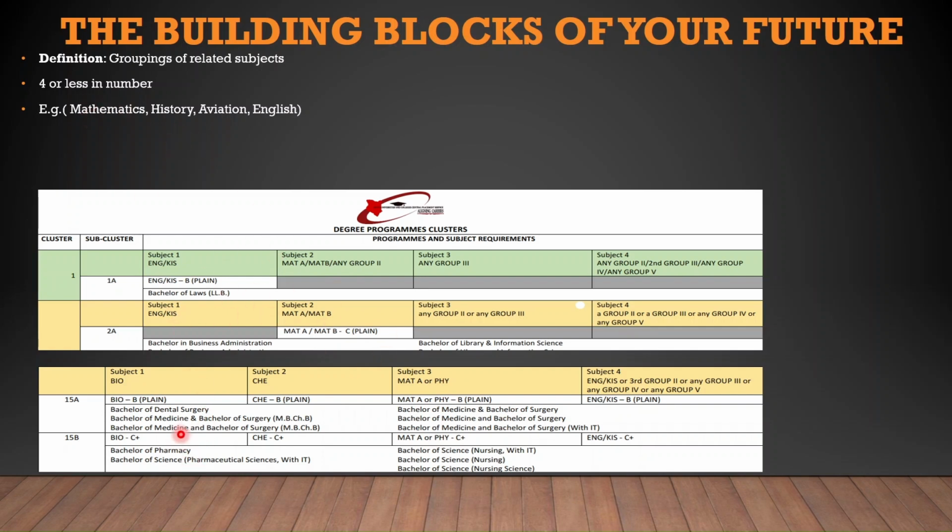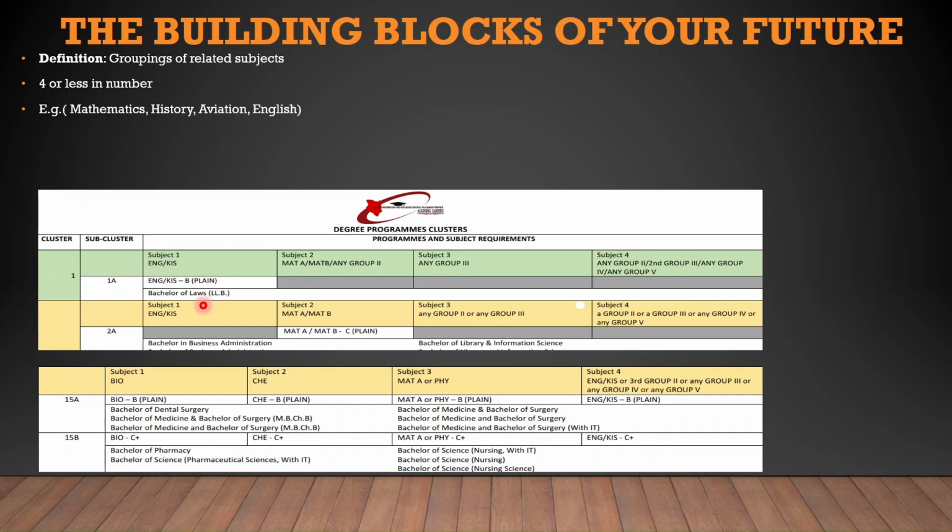So for instance, let's take this example here: Bachelor of Medicine and Bachelor of Surgery or Bachelor of Dental Surgery. For you to actually do this course, you need four cluster subjects: subject 1, subject 2, subject 3, subject 4. You need biology, chemistry, maths or physics, and English or Kiswahili. So that is what forms the cluster subjects. For you to do medicine, you cannot do it without any of these. You have to have all of them, or where there is specification, then one of them, like in these two cases.